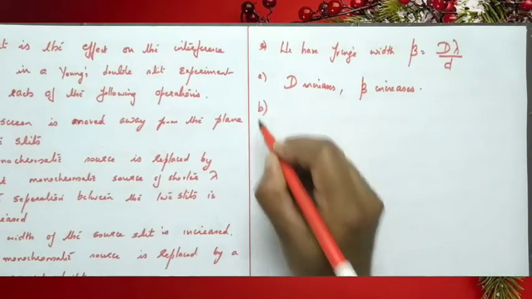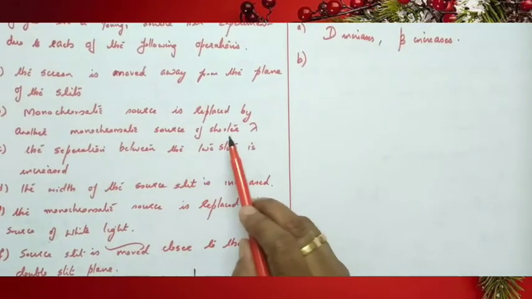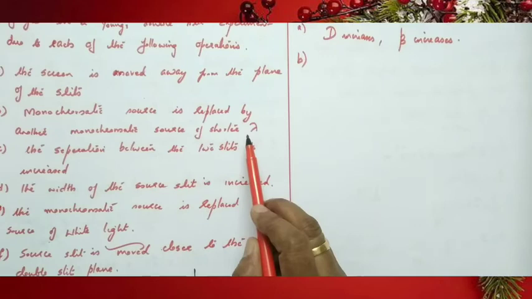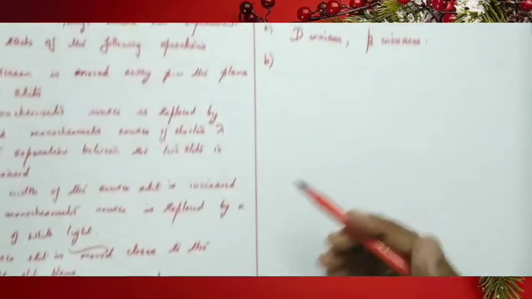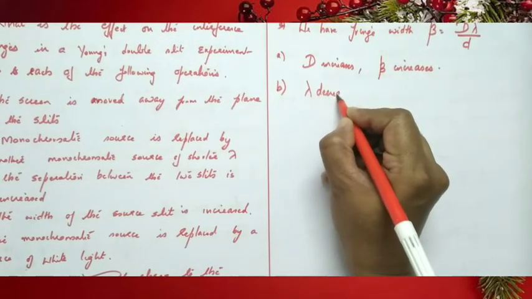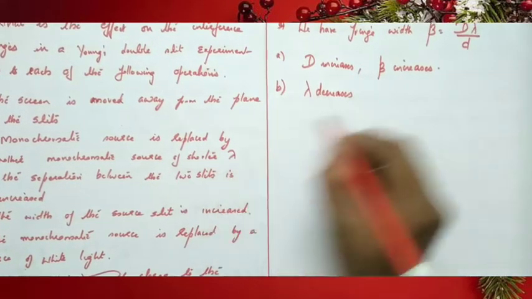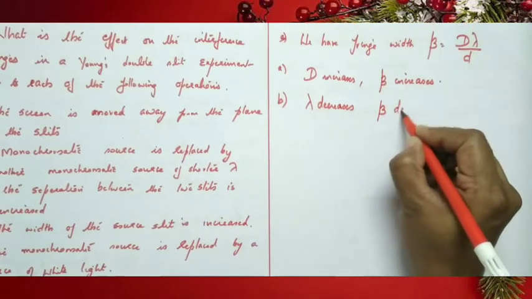The second one, the monochromatic source is replaced by another monochromatic source of shorter wavelength. That means the wavelength of the source is decreased. Shorter wavelength means lambda decreases. What happens to beta? According to the formula, lambda decreases, so beta also decreases.